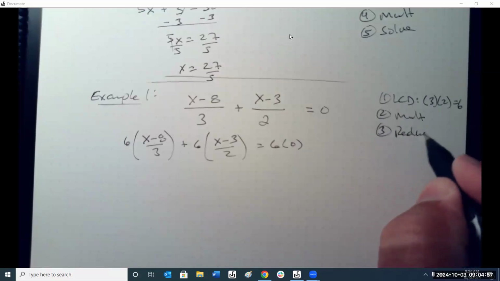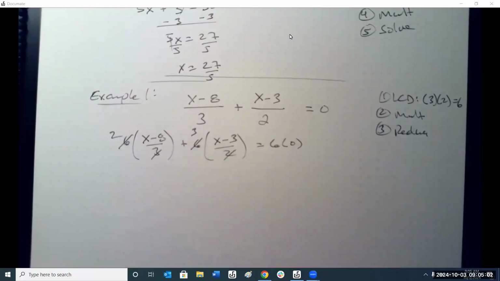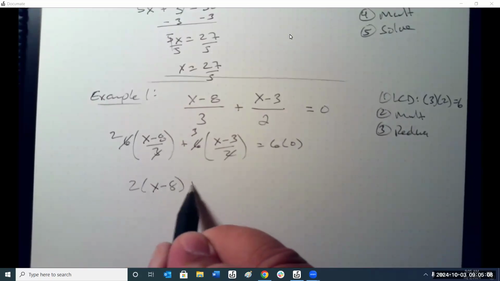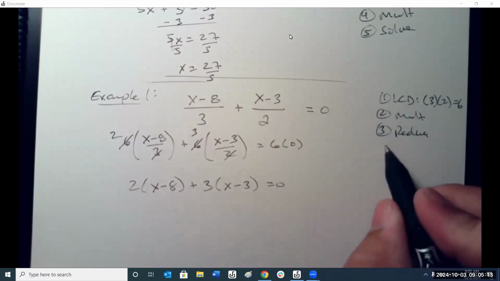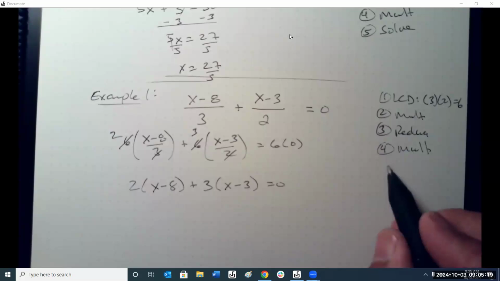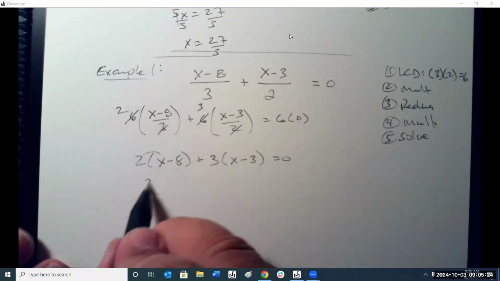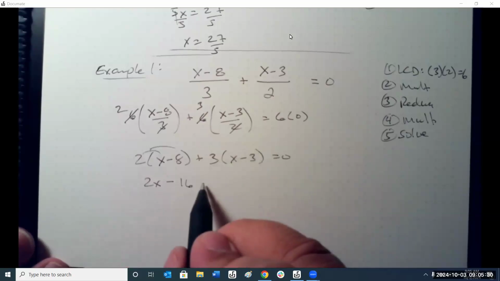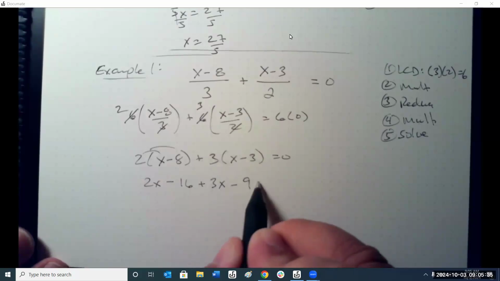Reduce. 3 goes into 6 twice. 2 goes into 6 3 times. So we have 2 times x minus 8 plus 3 times x minus 3 equals 0. Multiply to get rid of the parentheses, and then solve. So it's 2x positive, negative is a negative, 2 times 8 is 16. 3x positive, negative is a negative, 3 times 3 is 9.